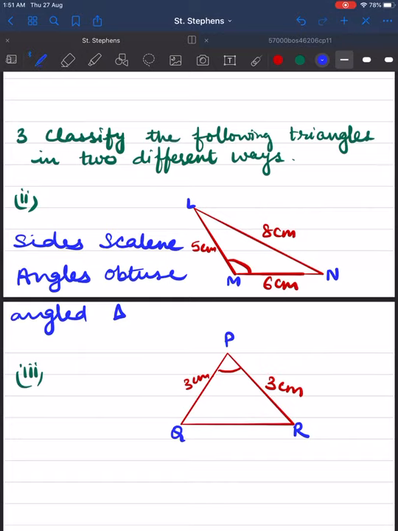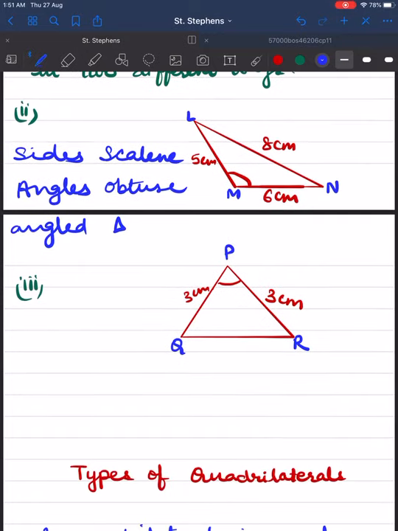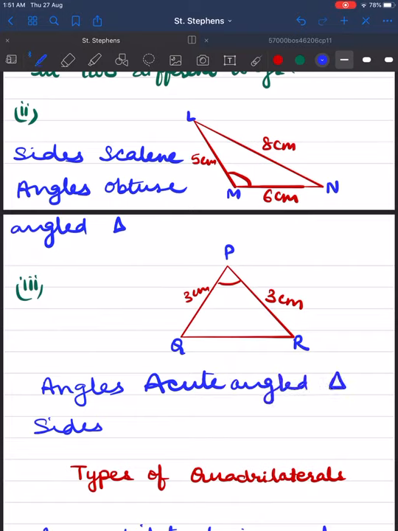Third part. Again we have to classify the triangles on the basis of its angles and sides. We observe here that the measure of each angle of the triangle is less than 90 degrees. So it is an acute angled triangle. Now we observe that the lengths of two sides of the triangle are 3 centimeters, that is, equal. So it is an isosceles triangle.